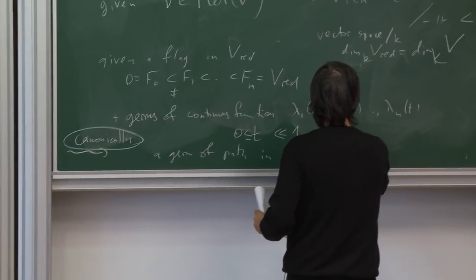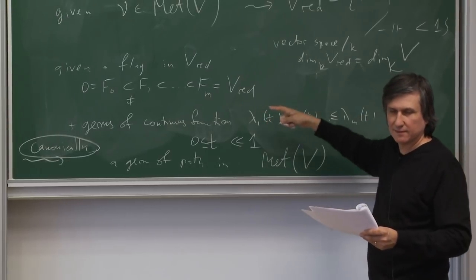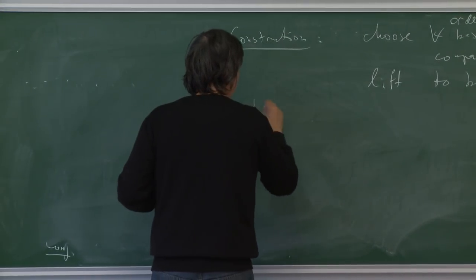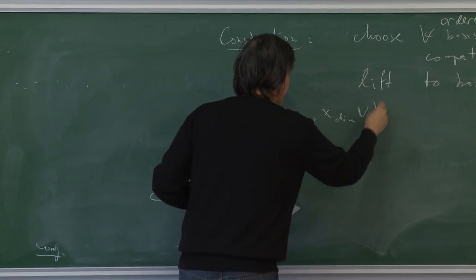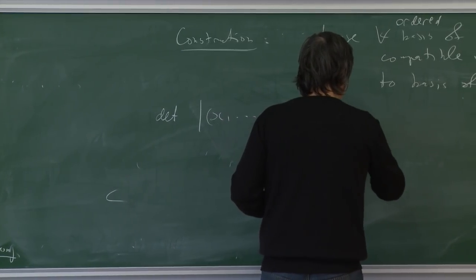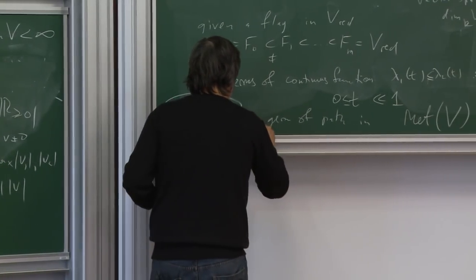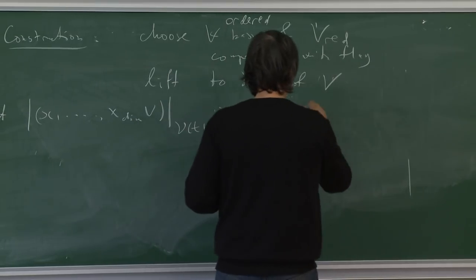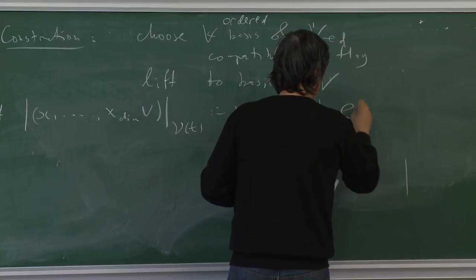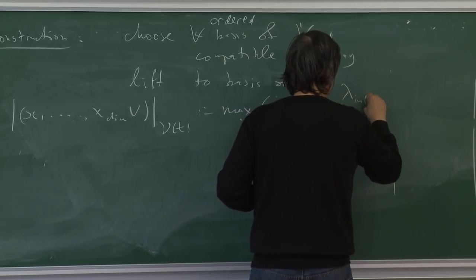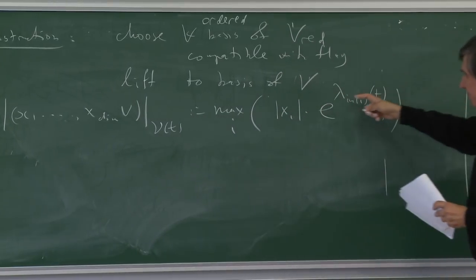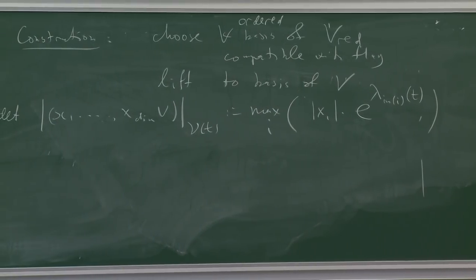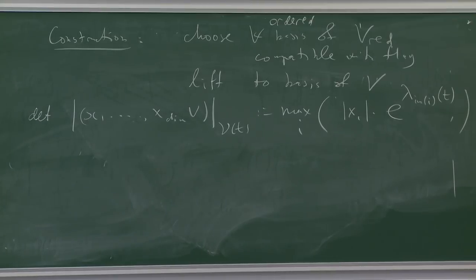I forgot one important property. These functions should be one bigger than another. And then define, depending on the metrization, nu of t, which we want to define. This path t goes to nu of t in the following way. It's the maximum over all indices I of the norm of x_i times e to the lambda, with an appropriate index depending on I, of t. This counts which terms of the flag I land in. So I just consider a naive diagonal thing, and the claim is that it doesn't depend on the choice of the basis for small t.